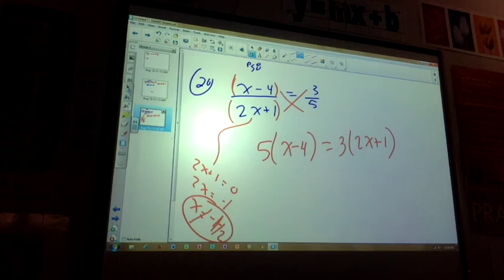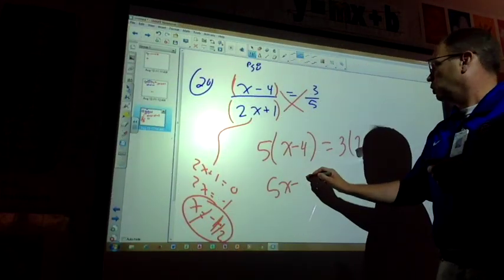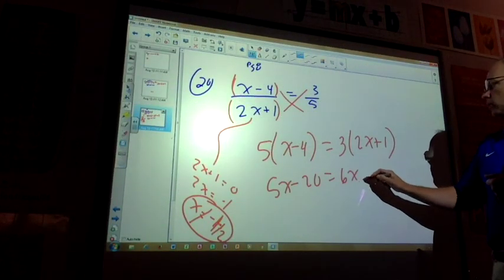That means I'm dividing by 0, which is an undefined term. So that's the first little thing that you kind of should think about a little bit, but you might not have to approach. And then we can go ahead and work out this problem. So distribute: 5x minus 20 equals 6x plus 3.